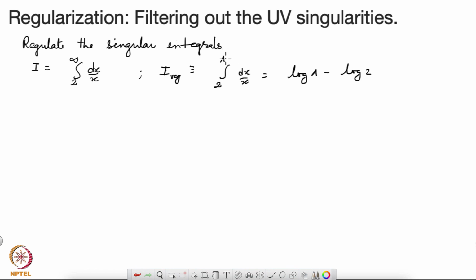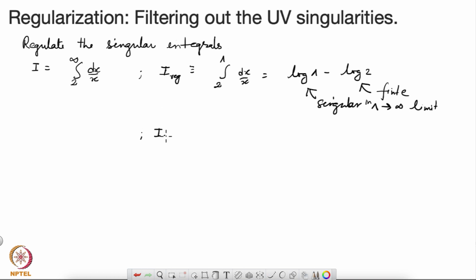But when you put Lambda to be a large number but finite, this is how the singularity appears. So there are two terms. One is finite, so that's the finite contribution, and the other is the singular contribution, singular in the Lambda going to infinity limit. So this is an example of a regulator. I'll give you another example. Again, let's look at the same integral, and I will regulate it differently.